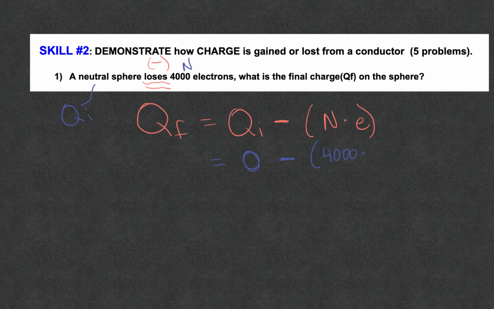And if you look on your reference page, or the bottom of this page, you'll see that the charge is negative 1.6 times 10 to the negative 19th coulombs. So if you are very familiar with how to use your calculator, you plug in negative 4,000, multiply that by negative 1.6 times 10 to the negative 19th coulombs, and you're going to get an answer of positive 6.4 times 10 to the negative 16th coulombs. And that is our Q final.